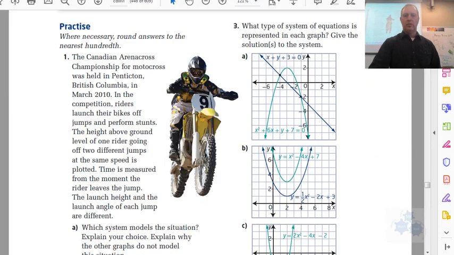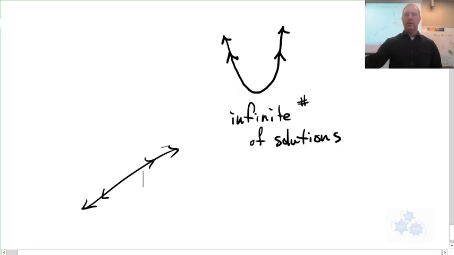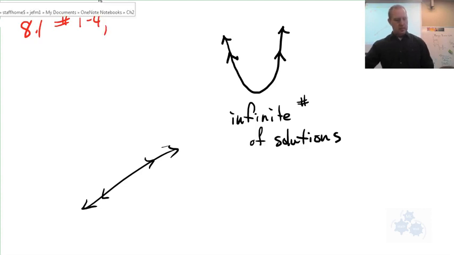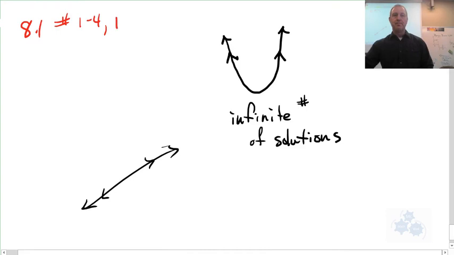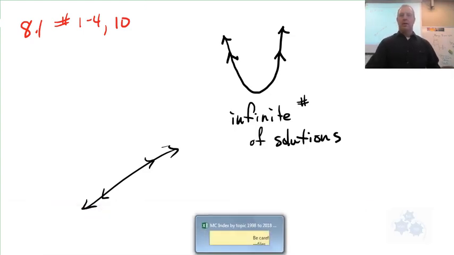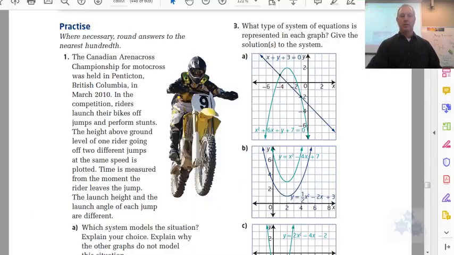And your assignment for this 8.1, why don't you do number 1 to 4 and number 10. 1 to 4 and number 10. Again, that would be the minimum recommendation for your homework. And that will look something like this.